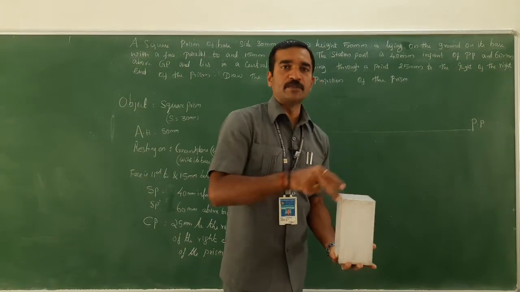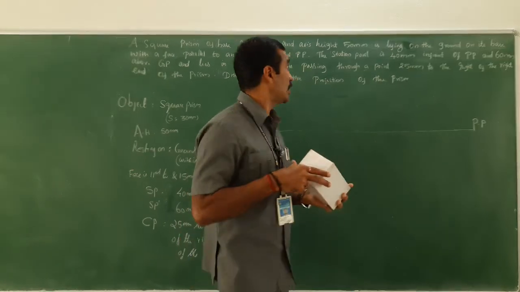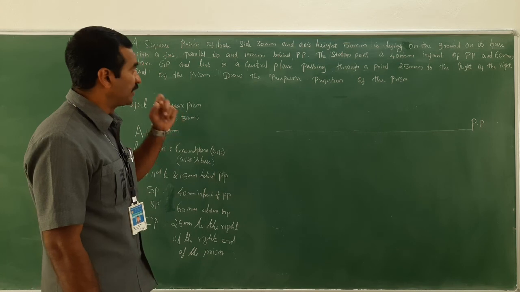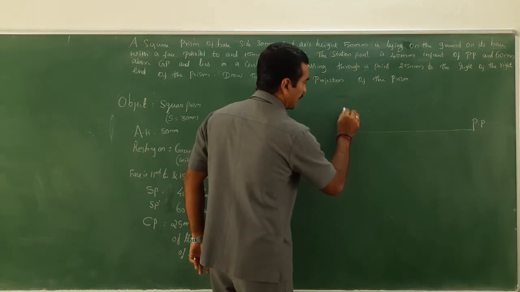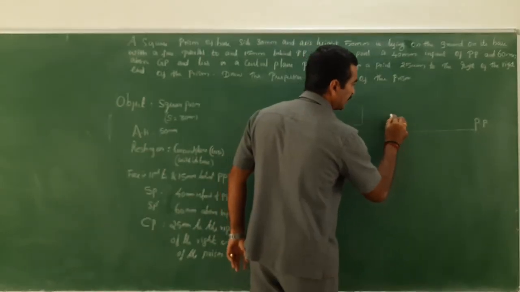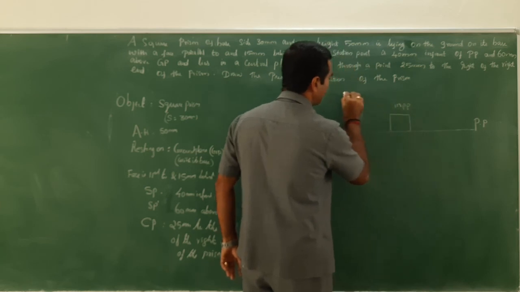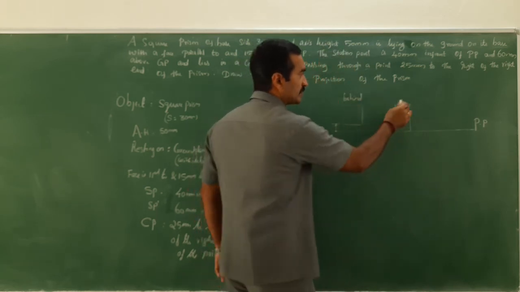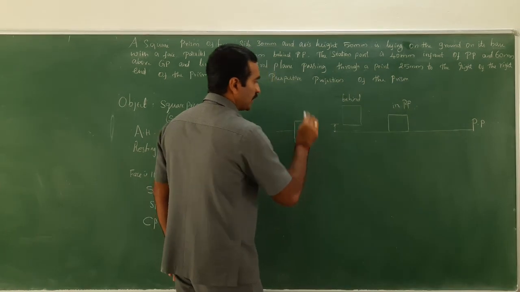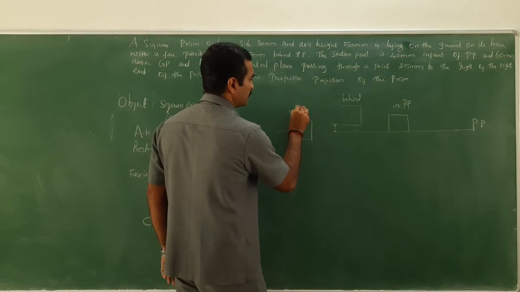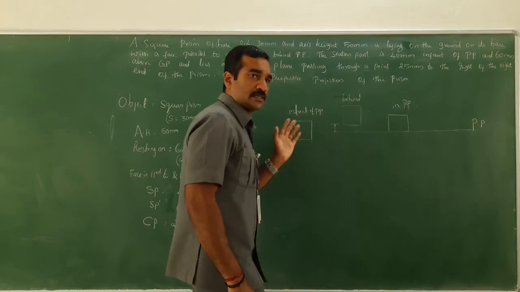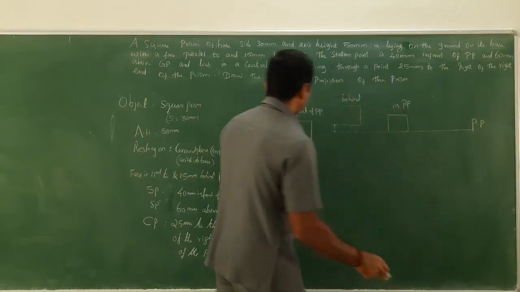When the object is placed in this manner, what I could see, the true shape is a square of side 30 mm. And look here, one of the faces is parallel to and 15 mm behind PP. If an object is kept in this manner, it is some distance behind PP. If the object is placed in this manner, it is in PP. This is behind PP, that is in PP. If the object is placed in this manner, it is some distance in front of PP. Clear? So three possibilities: behind PP, in PP, and in front of PP.